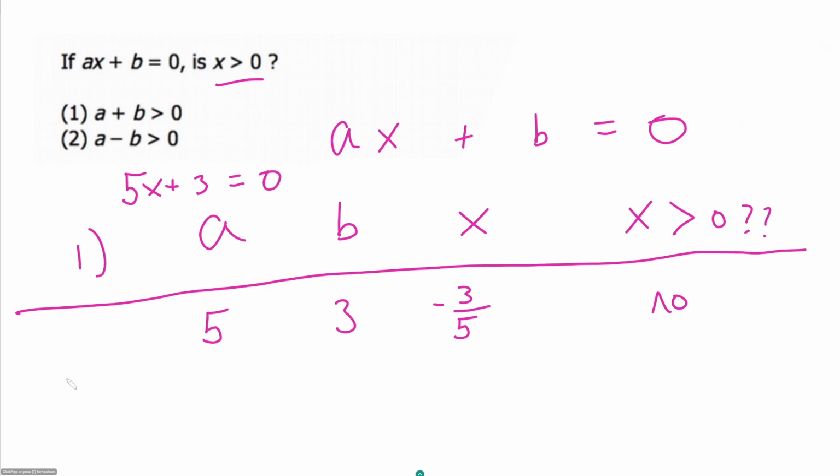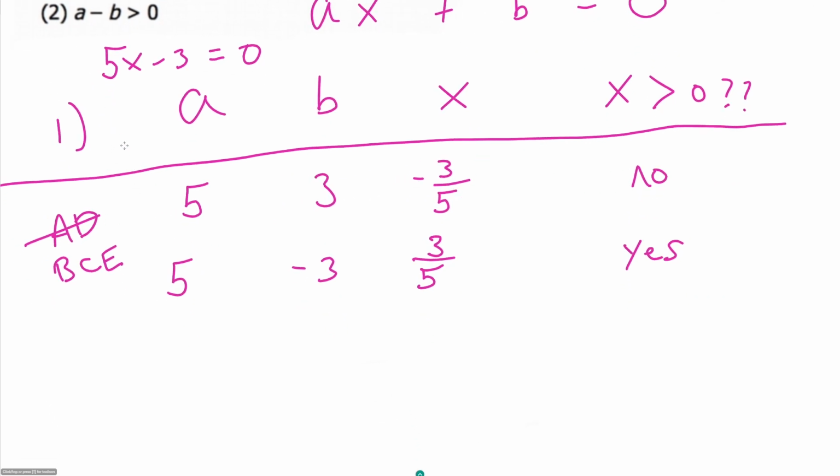So now I should be trying to get a yes to our question. And let's see if I just make one of these negative. I have to make the 3 negative so that a plus b is still greater than 0. But then in this case, I have 5x minus 3 is equal to 0. And x is equal to positive 3/5. This gives me a yes. And that is good enough to prove insufficiency.